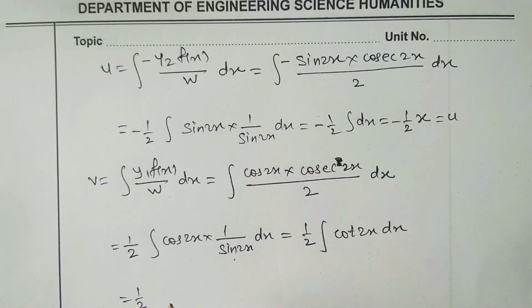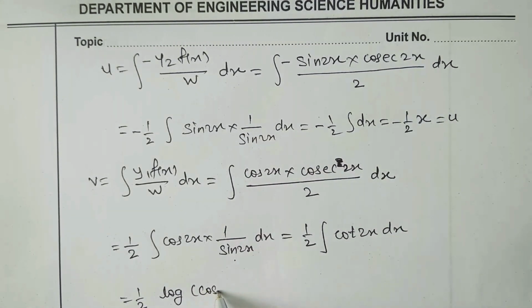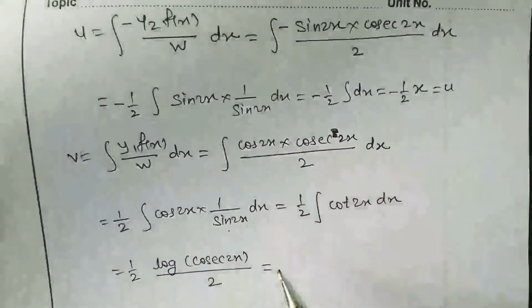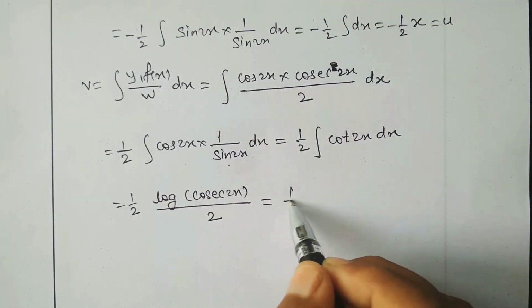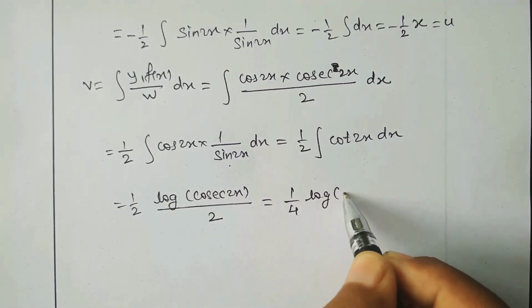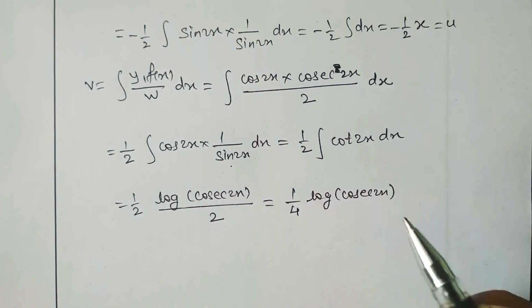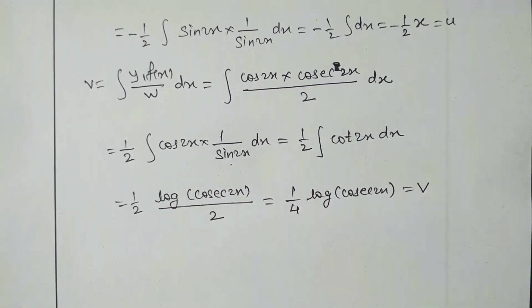What is the integration of cot 2x? It is log of cosec 2x upon 2. So after simplifying, we get 1 by 2 into that 1 by 2, which is 1 by 4 log of cosec 2x. So this is the value of v.